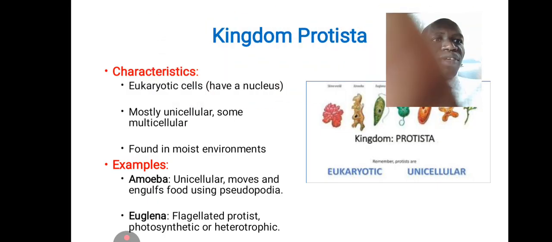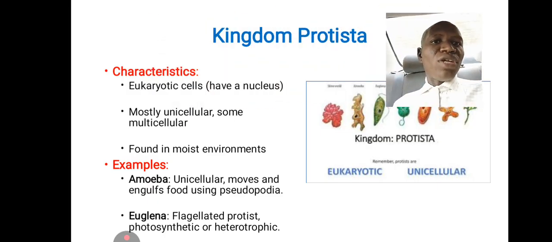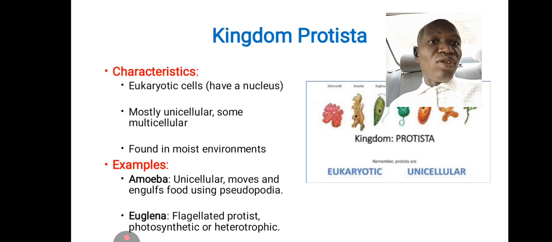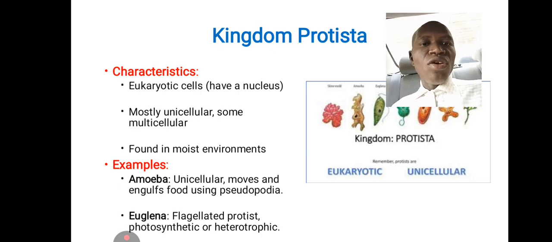All right, then we have kingdom Protista. After Monera follows Protista. What are their characteristics? Earlier, we said Monera are prokaryotic cells; they don't have a nucleus. Now here, the Protista are eukaryotic cells, and they have a nucleus. Do you see the difference between the two? They are mostly unicellular, but some are multicellular. In Monera, they are strictly unicellular, one-cell organisms.